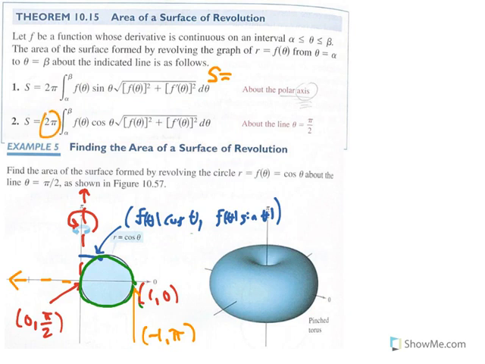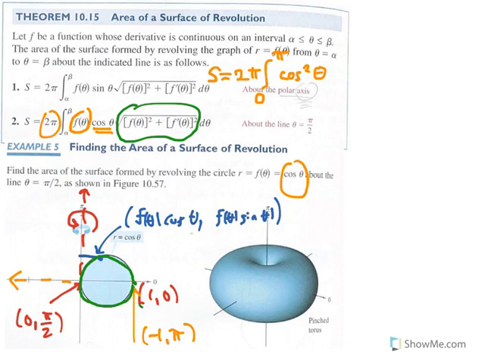So you're going to write S is equal to 2 pi times the definite integral from 0 to pi, and you are going to write f of theta times cosine theta, and of course f of theta is cosine theta, so you have cosine theta times cosine theta, which is cosine squared theta, and then you have the square root of f of theta squared. F of theta is cosine theta, so cosine theta squared would be cosine squared theta plus f prime of theta squared.